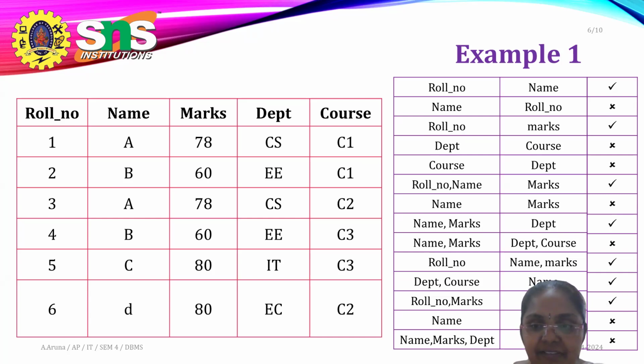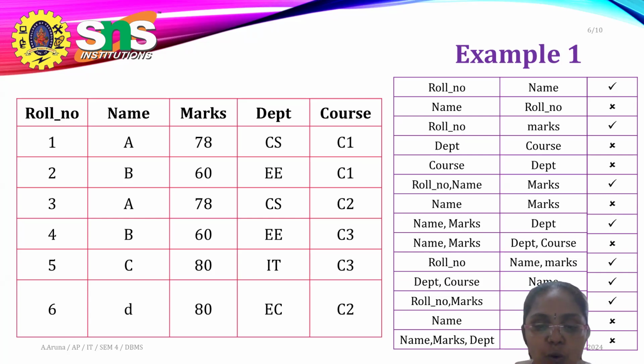Why I am marking it as valid is that all roll numbers are unique. If I call number 1, I am able to identify A. If I call 2, I can exactly identify B. 3 means it is A, 4 means B, 5 means C, 6 means D.